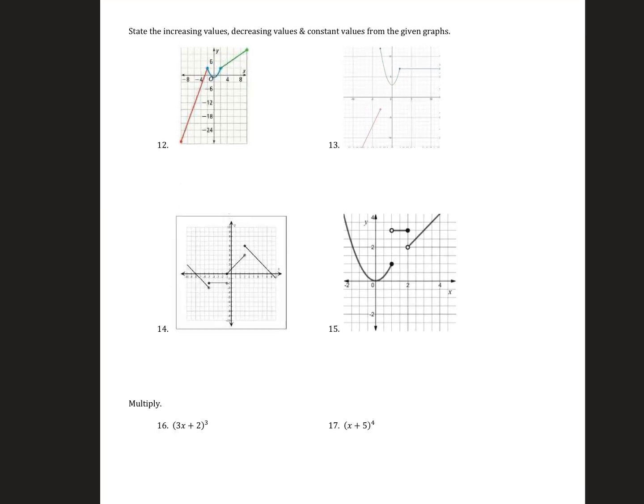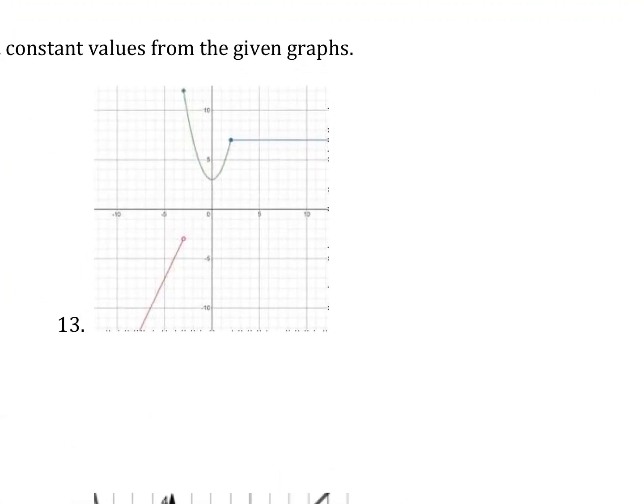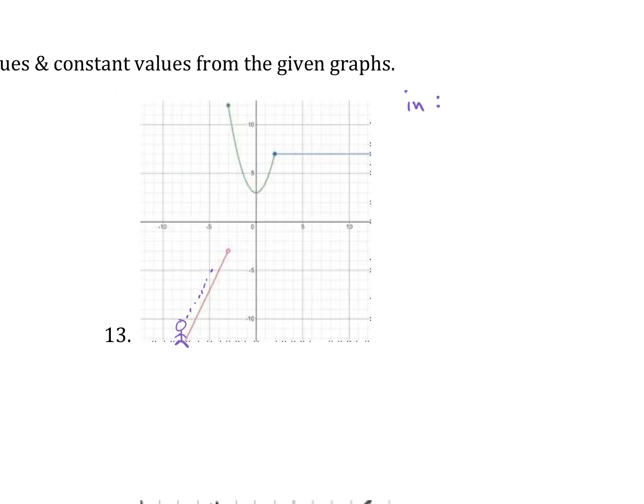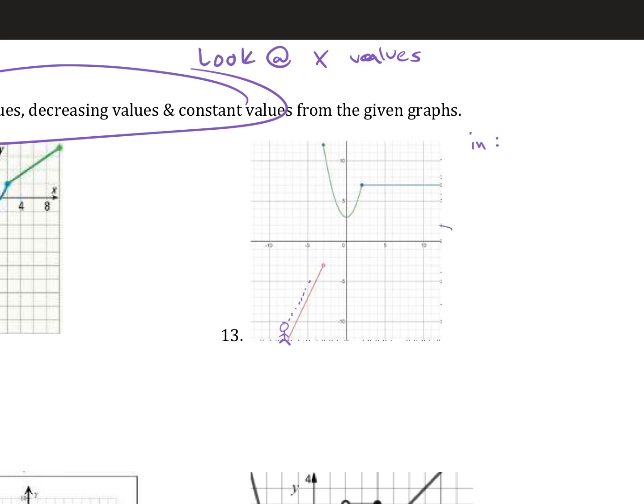All right, on the next page, we want to state the increasing values, decreasing values, and constant values from the given graph. Let's look at 13. So let's start by finding our increasing values. Just like how you read going from left to right, you read a graph going from left to right. If I was a person starting at the left side of our graph, would I be walking uphill or downhill? Uphill. So I'd be increasing. And increasing, decreasing, and constant, we always look at the x values. So we're only looking at the x's.